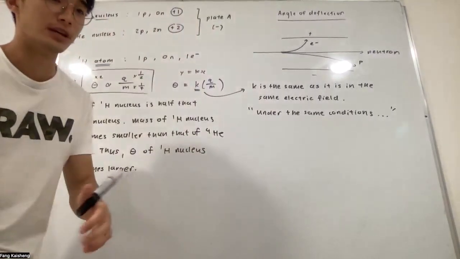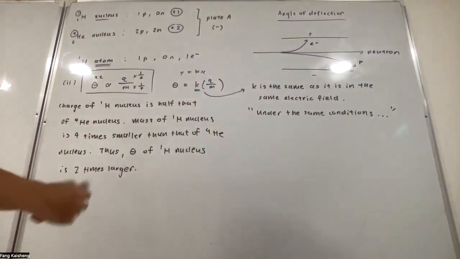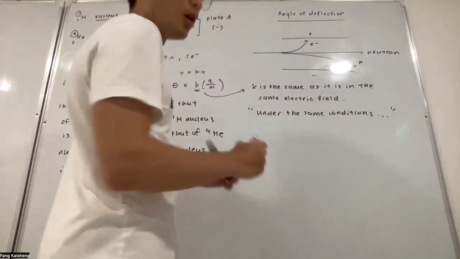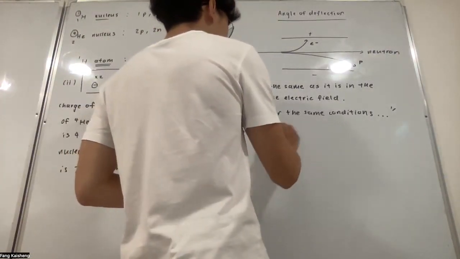Yeah, if you opted for the K method, I also show you the alternative method, which is just to compare the relationship.